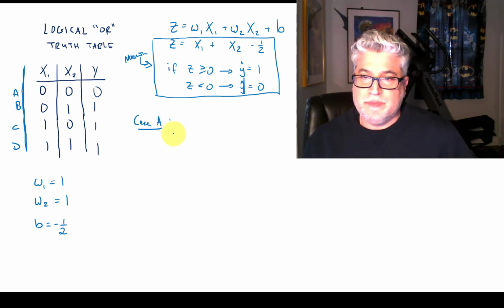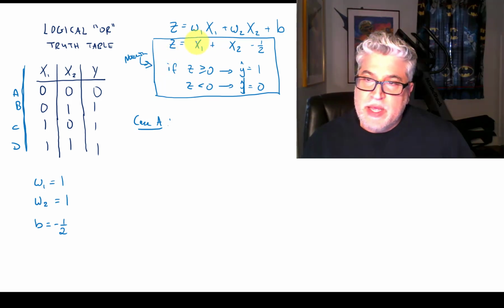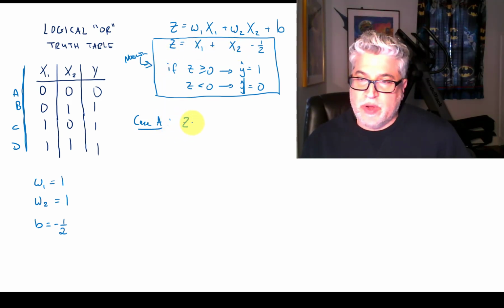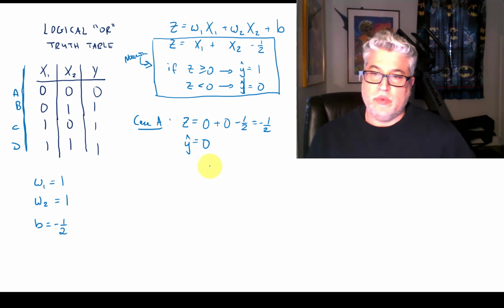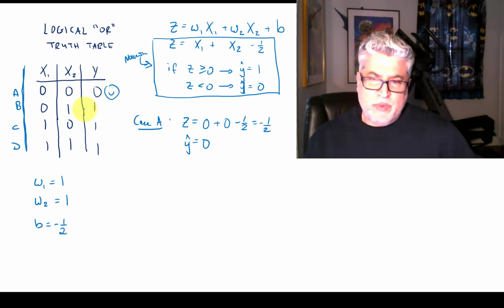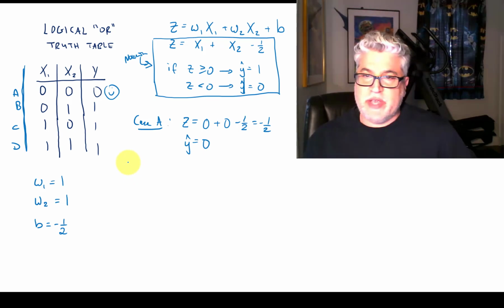We'll do A first. We're going to plug in zeros for x1 and x2 into our neuron and see if we also get a 0 for our output. Well, that's just -0.5, and we know that when z is negative, we get an output of 0. And that's exactly what we needed. So we're good there. But will we get 1s if either x1 or x2 are 1, or maybe both? Let's check these other cases.